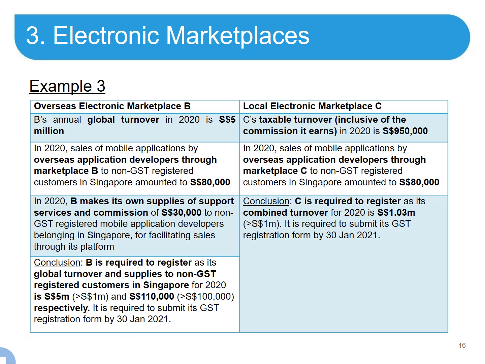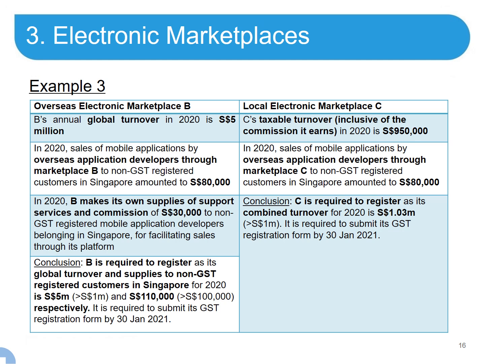Marketplace B is required to register as its global turnover and supplies of digital services to non-GST registered customers in Singapore for 2020 is 5 million and 110,000 respectively, which exceeds the registration thresholds of 1 million in global turnover and 100,000 of digital services to non-GST registered customers in Singapore. Marketplace B is required to submit its GST registration form by 30th Jan 2021.